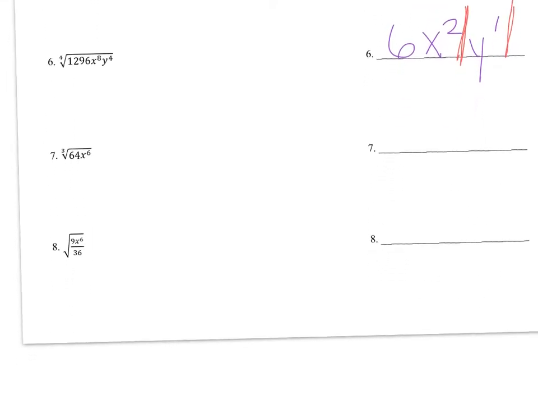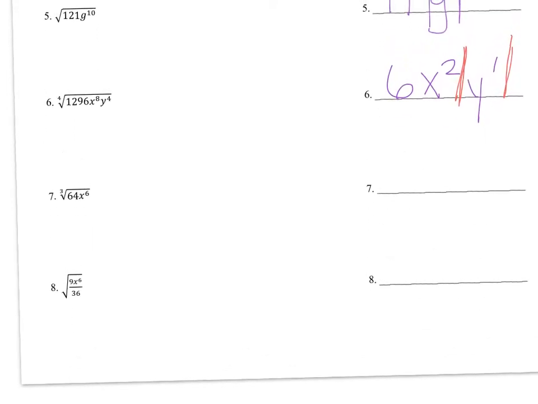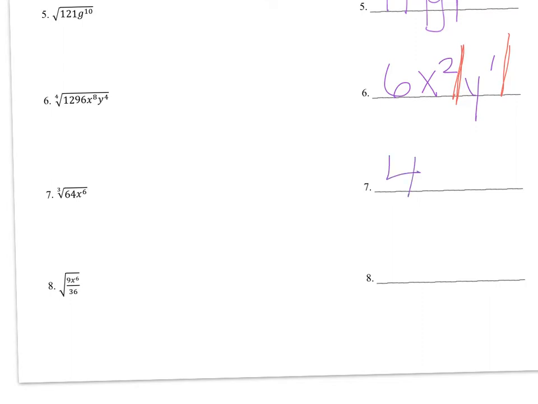Next one, cubic root. Cubic root of 64 is 4. And then how many groups of 3 do I have with 6 x's? I have 2 groups of 3. So that'd be leaving me with x squared. Can I have a negative? Can I take a cubic root of a negative? Yes. So I don't need any absolute value.